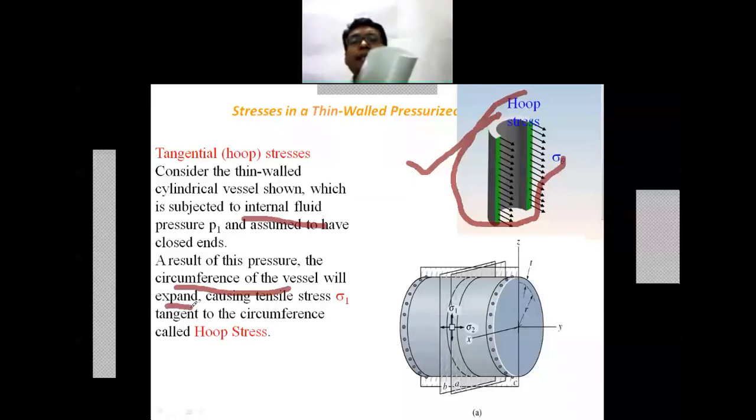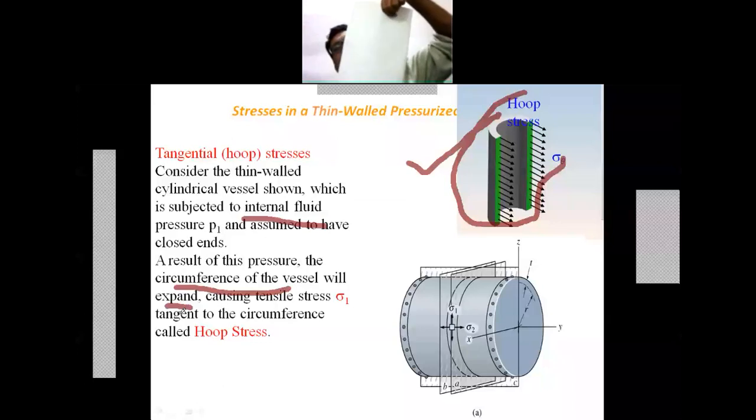When I am providing the internal pressure over this, what will happen? This circumference will try to expand. And as a result, the stresses will be developed on this section. That is what I am pulling like this. That is the circumferential stresses.